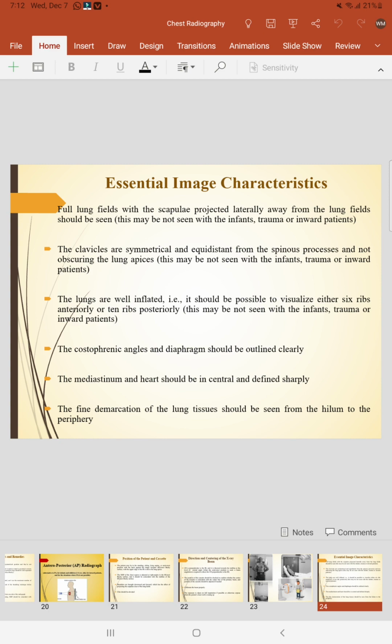The lungs are well inflated. It should be possible to visualize either 6 ribs anteriorly or 10 ribs posteriorly. This may not be seen with infants, trauma or invalid patients. The costophrenic angles and diaphragm should be outlined clearly. The mediastinum and heart should be central and defined sharply. The fine demarcation of the lung tissues should be seen from the hilum to the periphery.